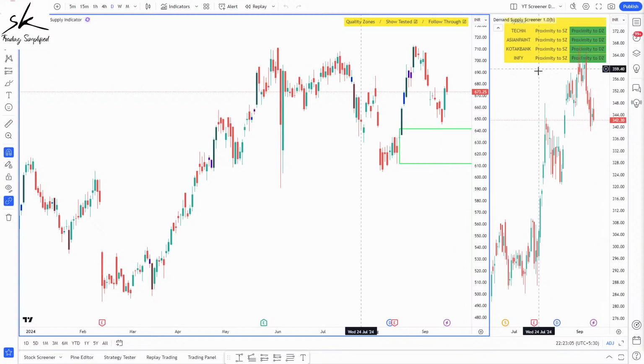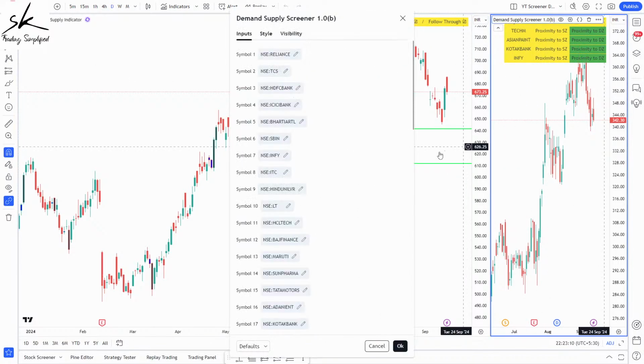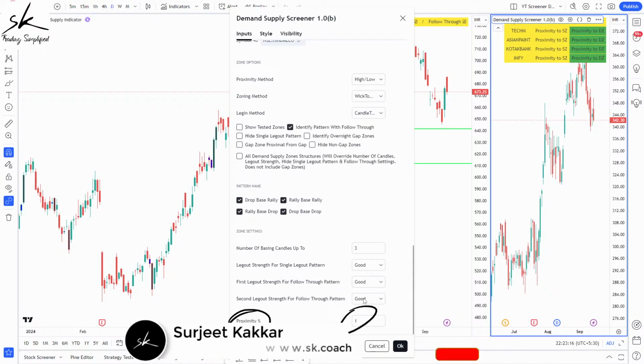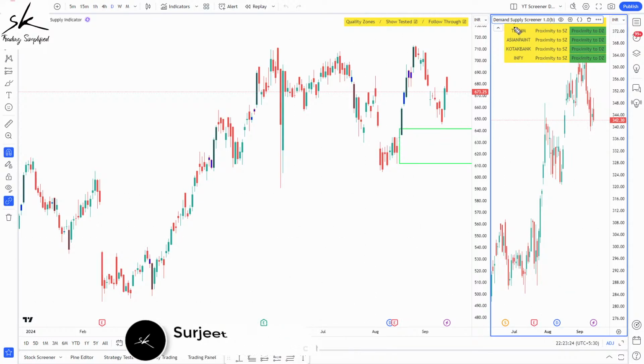So here you can see I have the screener applied to this chart, and in this screener I have given a list of about 40 symbols. I've set my proximity to 1%, which means out of these 40 symbols, whichever symbol is within 1% of a demand area or a supply area, shortlist for me. Can you see, out of those 40 symbols, it is only shortlisting these 4 for me. So in a way, 36 I don't even have to analyze. Can you see, it saved me a lot of time.